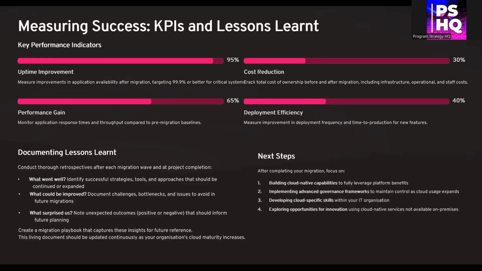Deployment efficiency. Track how much faster you can roll out features. A 40% boost in deployment speed signals your environment is cloud optimized. Now don't skip the lessons learned. Ask what went well. Identify successful tools, strategies, and practices.